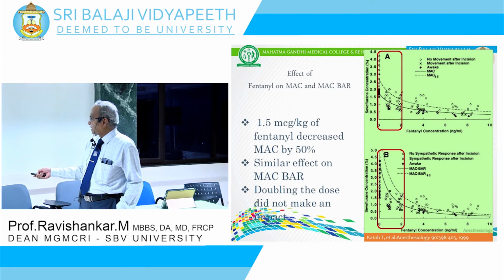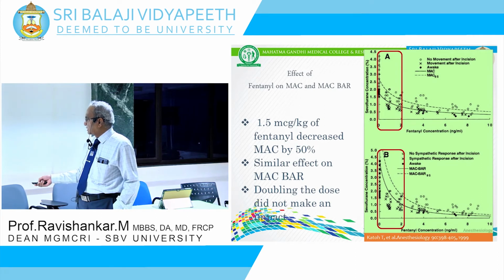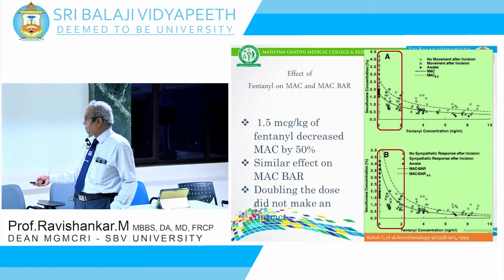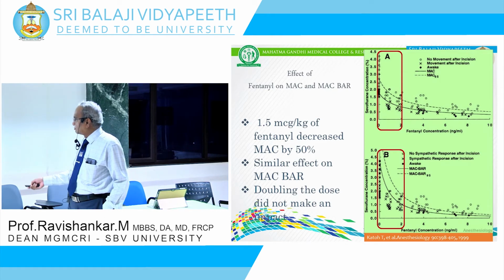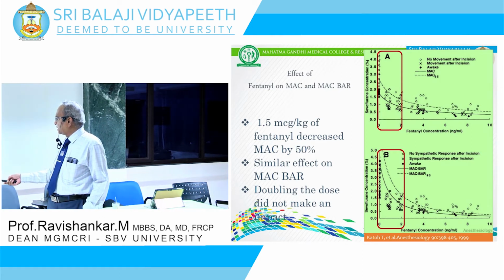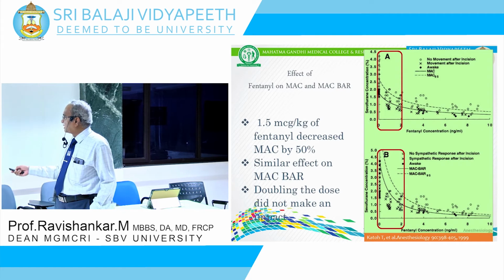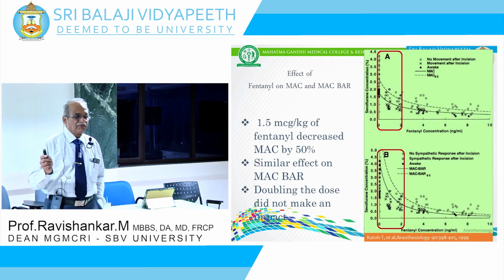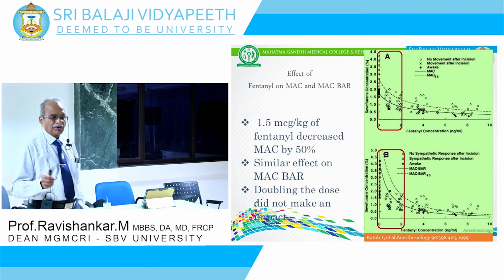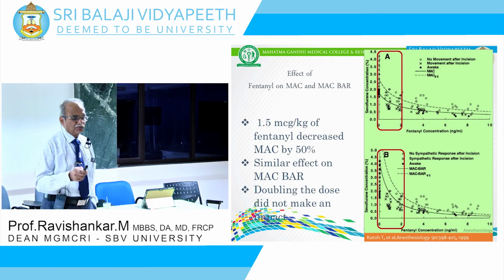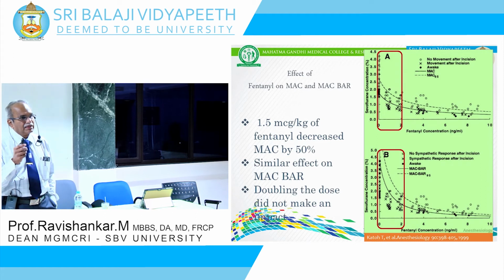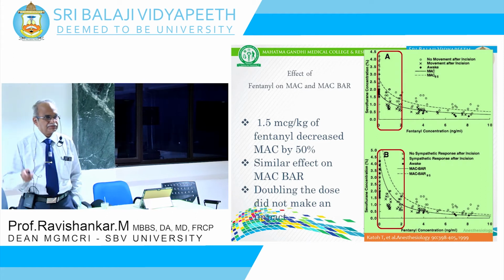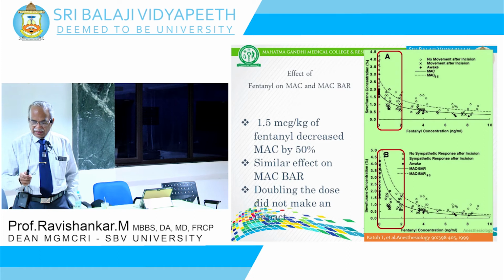So here the MAC bar is around 4%, and with 1.5 it came down to around 1.5. This dotted line is CD95 and the solid line is CD50. So addition of fentanyl 1.5 max to sevoflurane anesthesia reduced the MAC by about 50%. That is finally. But adding more than that, does it have any effect?